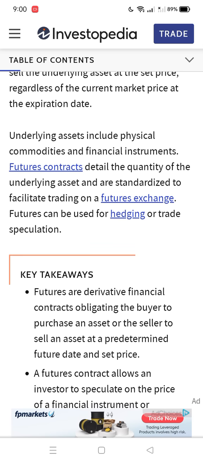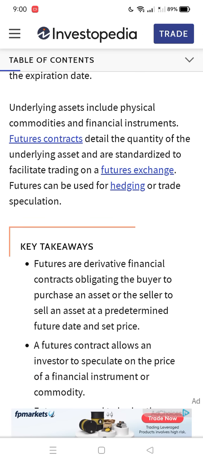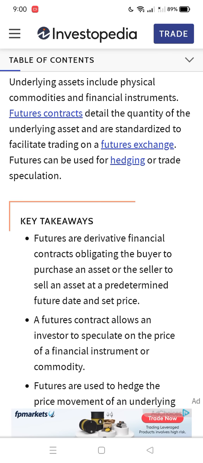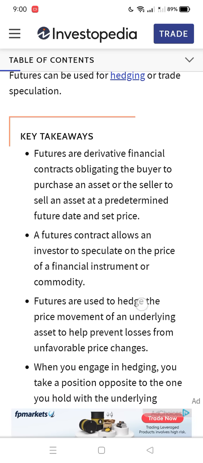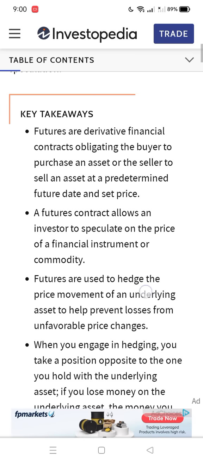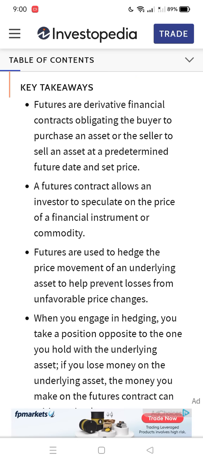Underlying assets include physical commodities and financial instruments. Futures contracts detail the quantity of the underlying asset and are standardized to facilitate trading on a futures exchange. Futures can be used for hedging or trade speculation. Key takeaways: futures are derivative financial contracts obligating the buyer to purchase an asset or the seller to sell an asset at a predetermined future date and price.